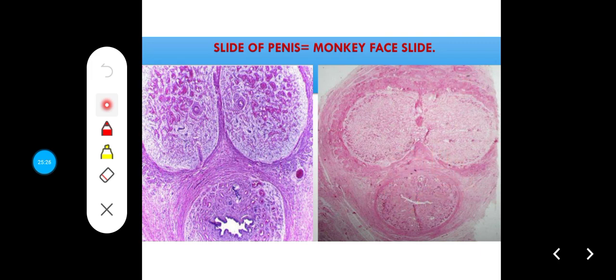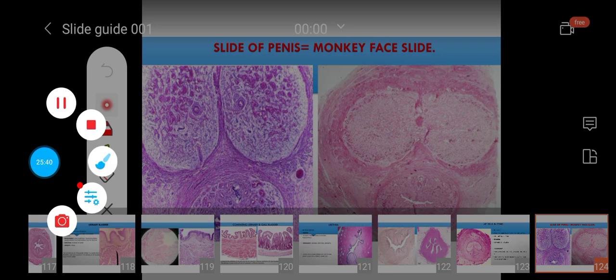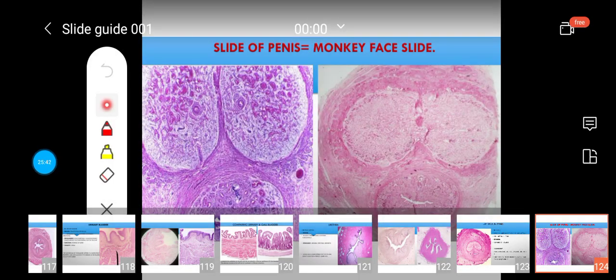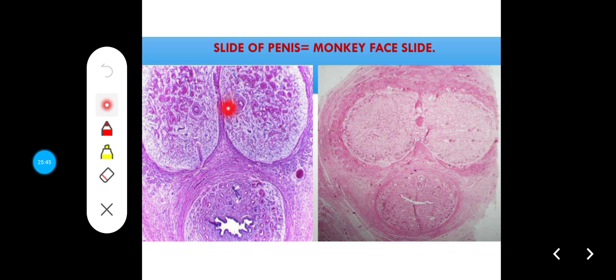The full erectile tissue is here. And you can see the corpora cavernosa and the corpus spongiosum. So the monkey face slide is actually very easy to identify. Whenever you see this, your mind should go to the penis.